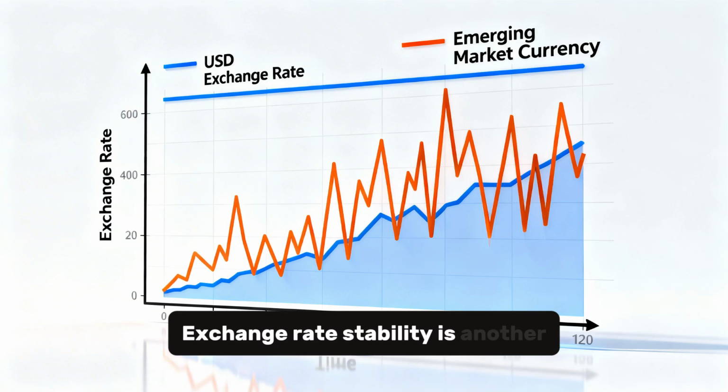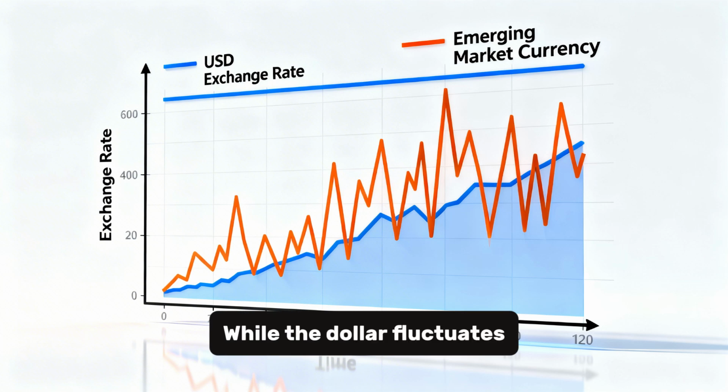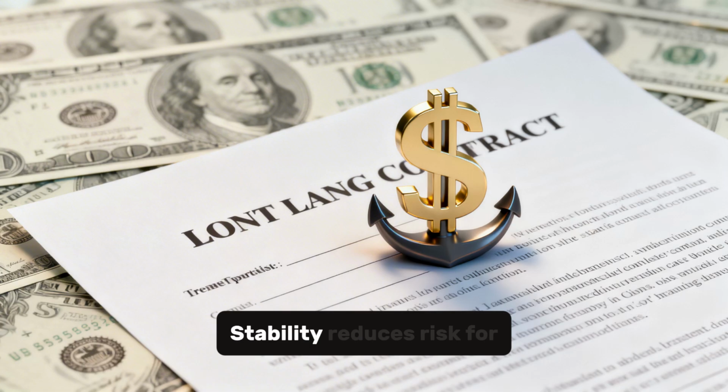Exchange rate stability is another factor. While the dollar fluctuates, it remains more stable than many emerging market currencies. Stability reduces risk for long-term contracts and investments.